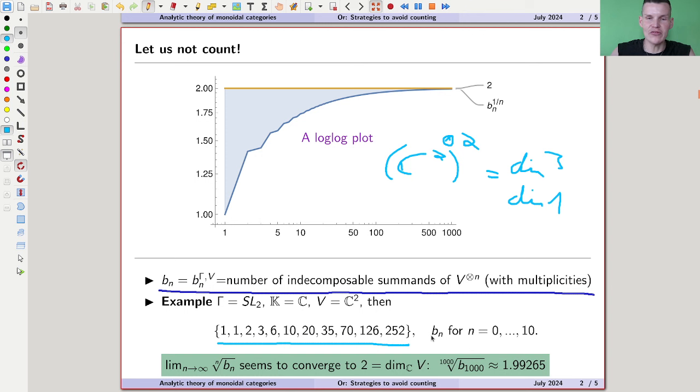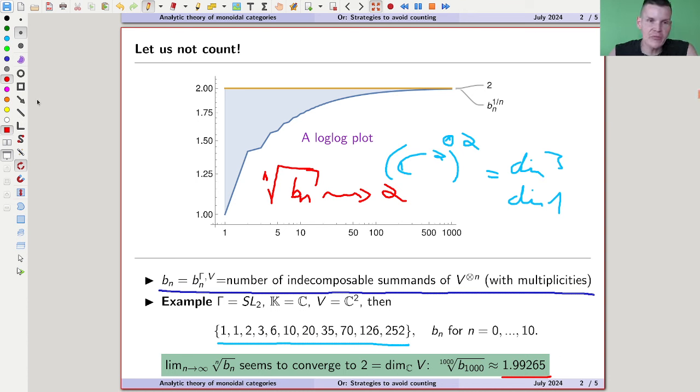And I do the following trick, and you will see later why I want to do that. So I take my sequence, and I expect exponential growth, because my video is about exponential growth. And whenever you expect exponential growth, you should do the opposite operation by taking the nth root. So I take the nth root of my sequence, b_n, and it seems to converge to 2 in this case. So the 1000th step is like 1.99265.